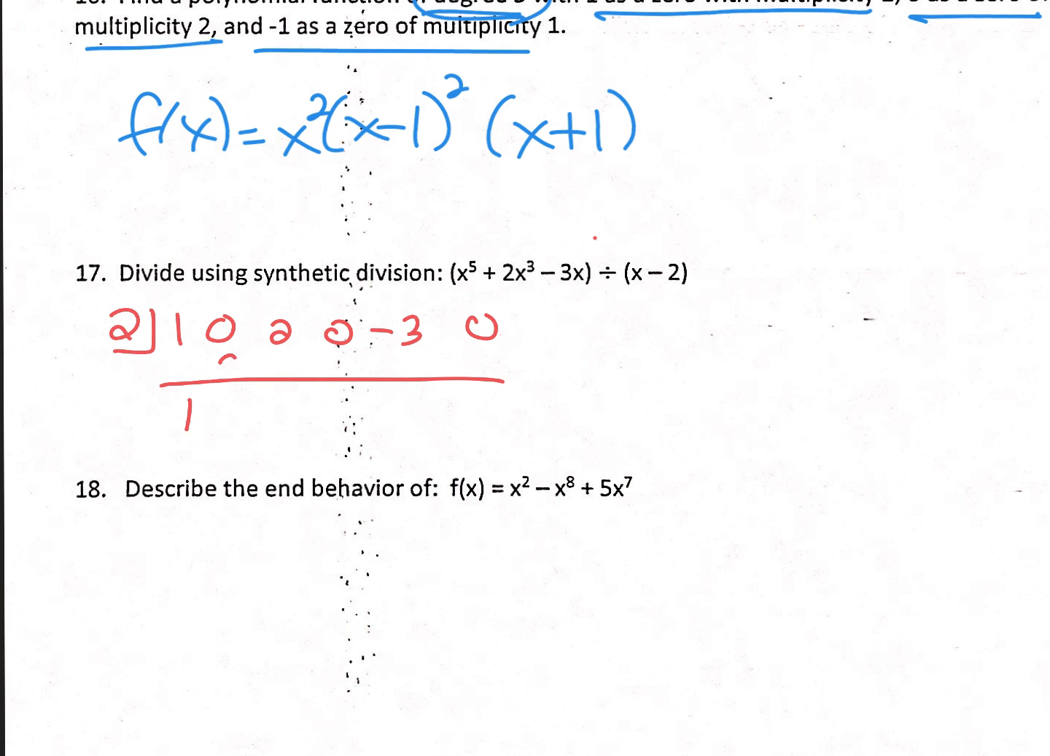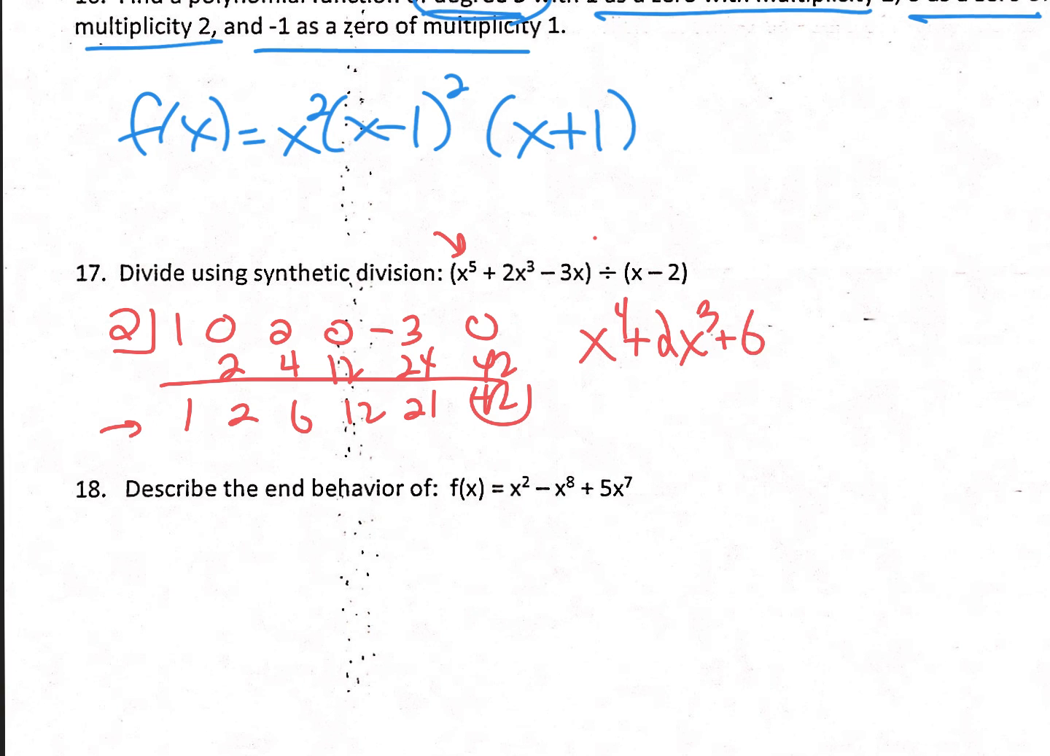Let's divide. Bring the 1 down, multiply, add, multiply, add, multiply, add, multiply, add, multiply. Multiply again, you get 42. That's your remainder. Now, don't leave your answer like this. Write your answer. Your quotient starts 1 degree less than we started. So I'm going to put 1x to the 4th, 2x cubed, 6x squared, 12x plus 21. And then don't forget the 42. The 42 goes on top of the x minus 2 at the end.